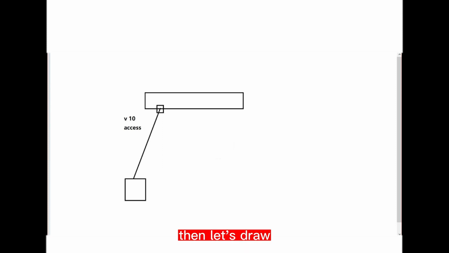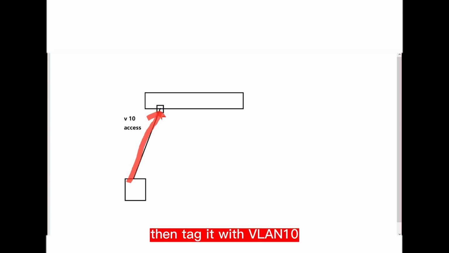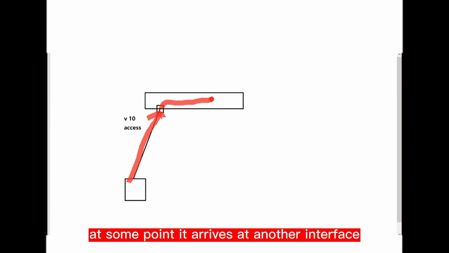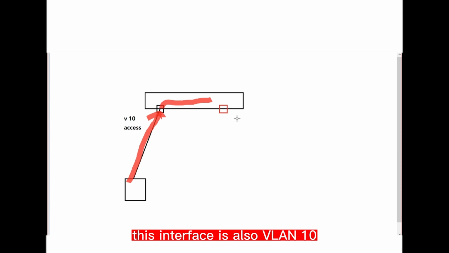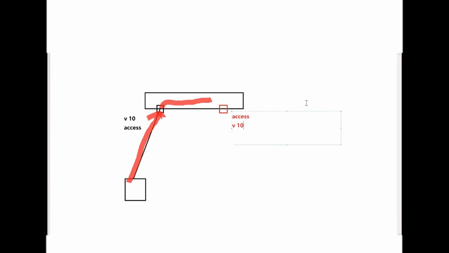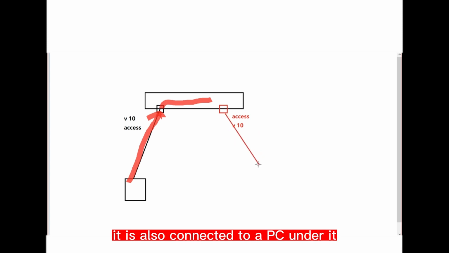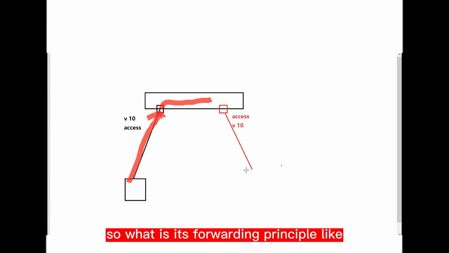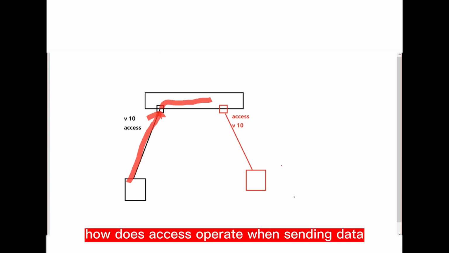Then let's draw. This data is sent now, and then tagged with VLAN 10. It is sent into our switch. At some point it arrives at another interface. This interface is also VLAN 10, also in access mode, and also connected to a PC under it. So what is its forwarding principle? How does access operate when sending data?